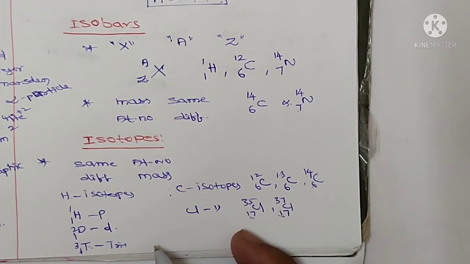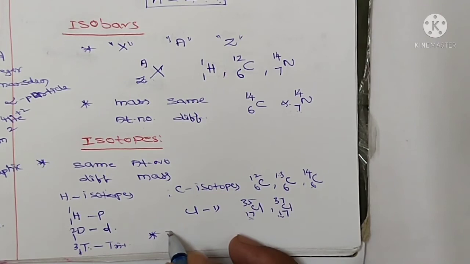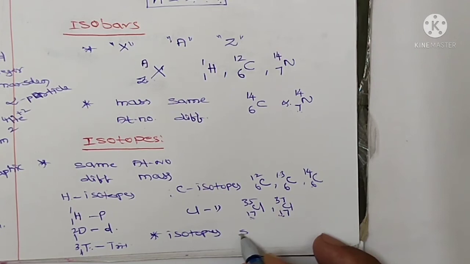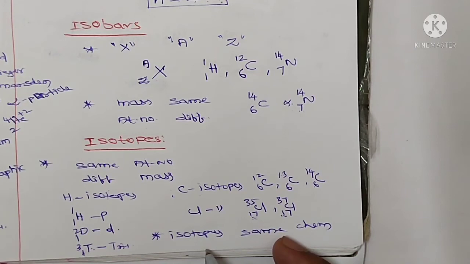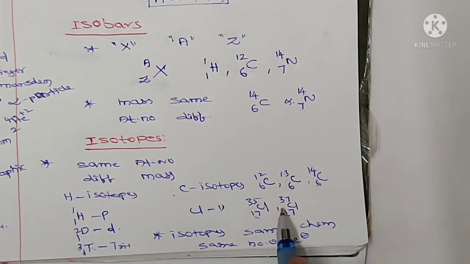And isotopes show the same chemical properties due to having the same number of electrons. Because the atomic number is the same, the number of electrons is the same. So due to the same number of electrons, isotopes show the same chemical properties.